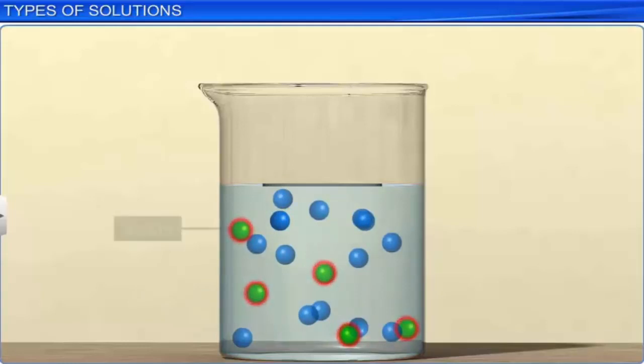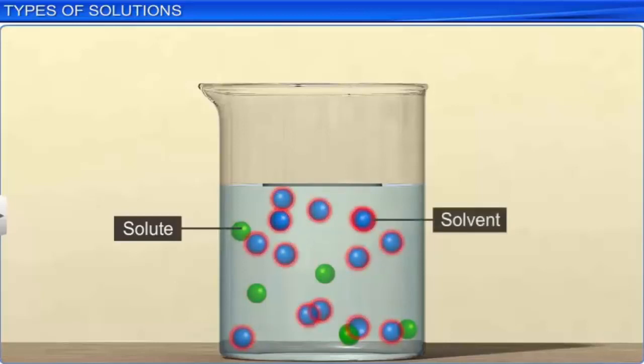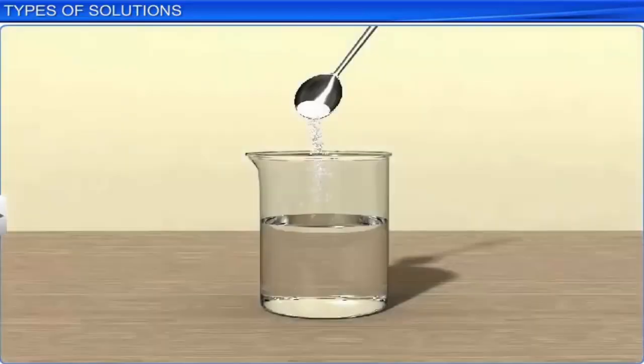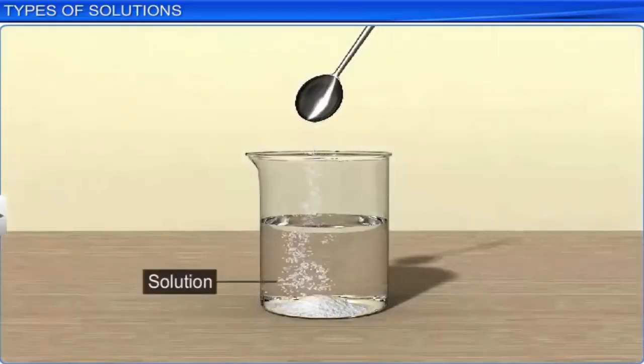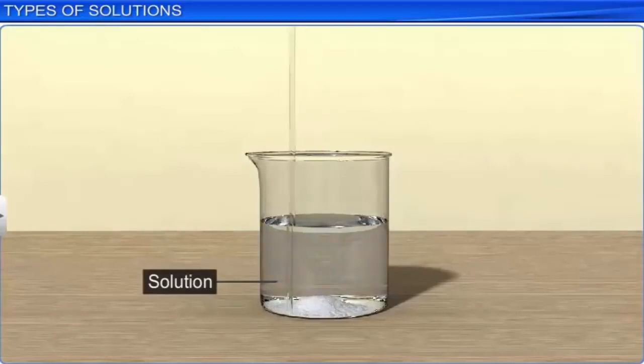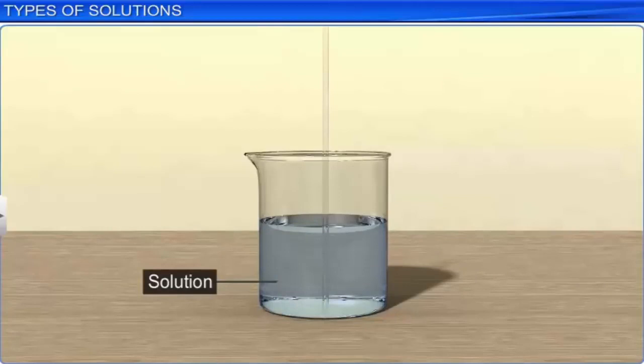The component that is present in a larger quantity is known as the solvent or the dissolving substance. The solution has the same physical state as the solvent. A solution containing only one dissolved solute in a solvent is called a binary solution. Depending upon the physical state of the solvent, various types of solutions can be formed.